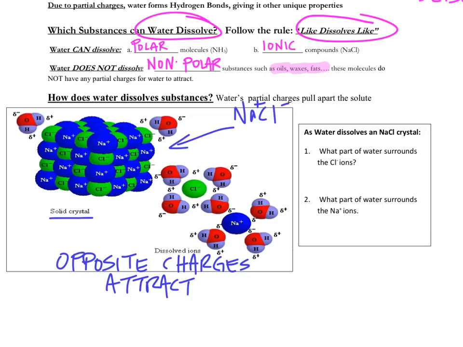Okay, so as water dissolves the sodium chloride crystal, what part of water surrounds the chlorine ions? Well, here's a chlorine ion, and the particles that surround it are all the positive ones, which we said was hydrogen. And what part of water surrounds the sodium ion? Well, here's sodium, and the particles surrounding it, oxygen, oxygen, oxygen, and they are all negative.